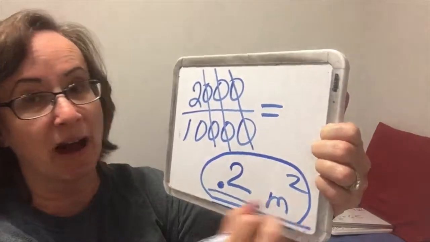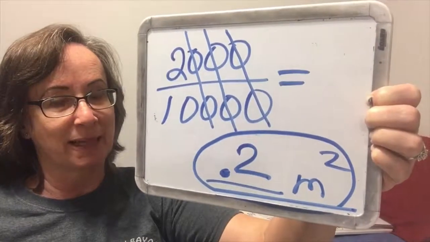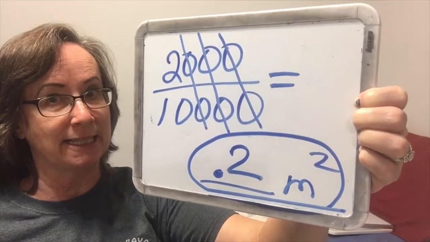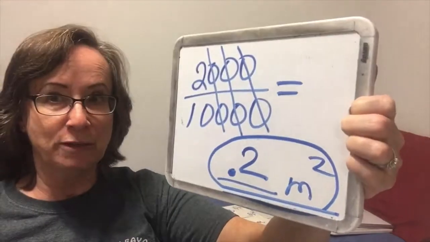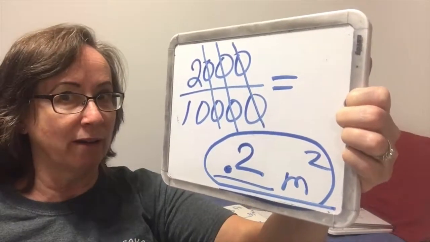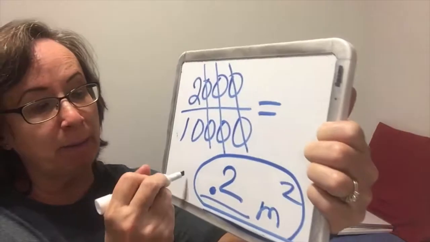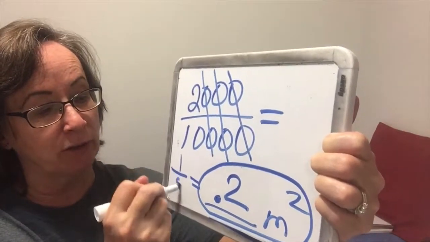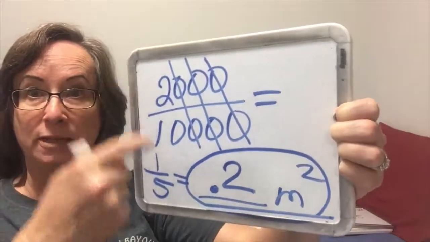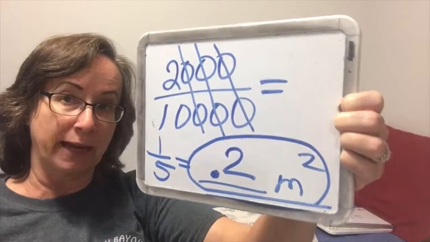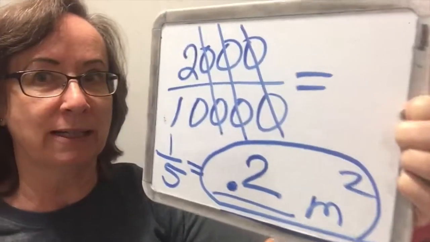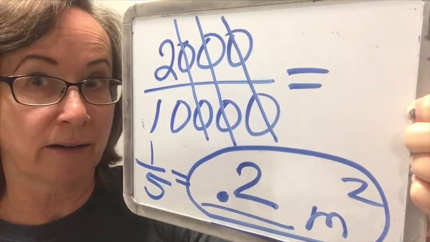And I would not leave that one because that one is just too easy to do. So 2/10 is 1/5, and 1/5 is 0.2 meters squared. And it would be okay to leave it as 1/5 meters squared too, because 2/10 becomes 1/5. That would be all right. So 1/5 or 0.2 meters squared.